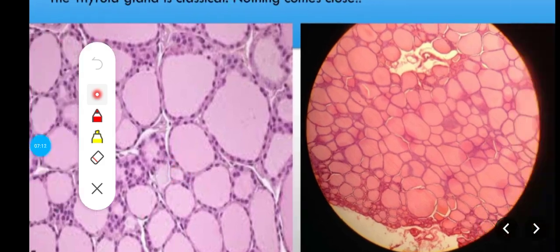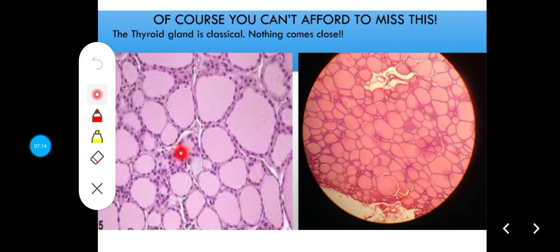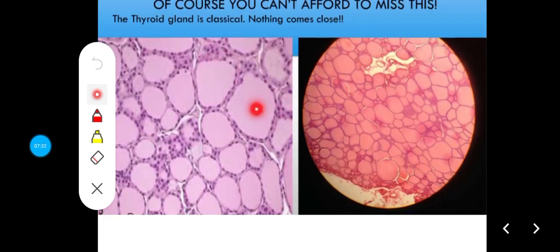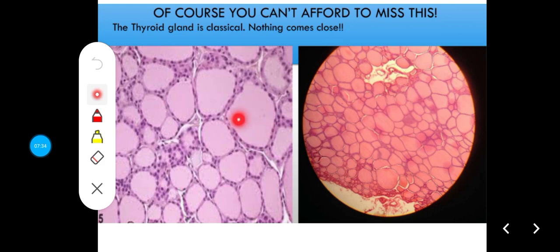So look at this one too. You can appreciate the parafollicular cells, and then the colloids and the follicles with their cells. So this is more like an inactive thyroid gland because the cells appear flatter, and then with full colloid, with full eosinophilic material, which is the colloid.